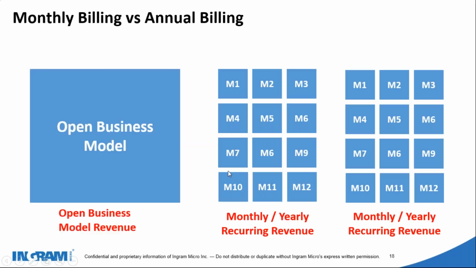All right. Some more differences. Open business looks something like this, but then the CSP business is looking something like this. It's fragmented by month, but if you look at the effect, it is still a big chunk, right? You should not compare that I'm getting a $10,000 order in open one time, whereas my monthly billing is like $800 a month. But these $800 multiplied by 12 will eventually become the same amount, it's just that now you have to do it over 12 months.